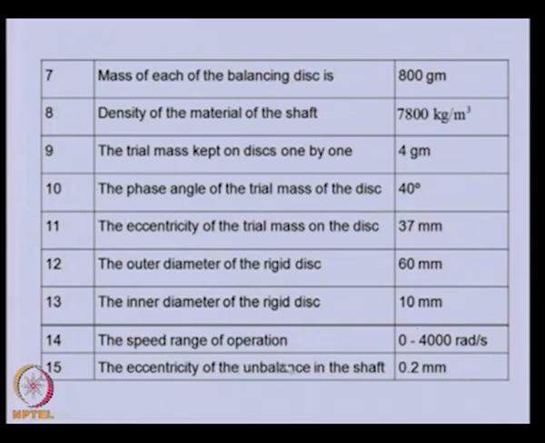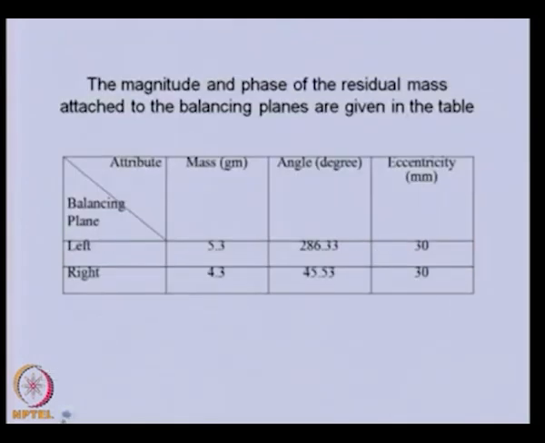So, this is the eccentricity of the unbalance in the shaft. This is regarding the residual unbalance, and this is the trial mass. So, there are two different things. This is basically the residual unbalance, and we have two planes, left plane and right plane. The mass in grams of the residual unbalance is given here, their orientation is given, and the eccentricity is given here.